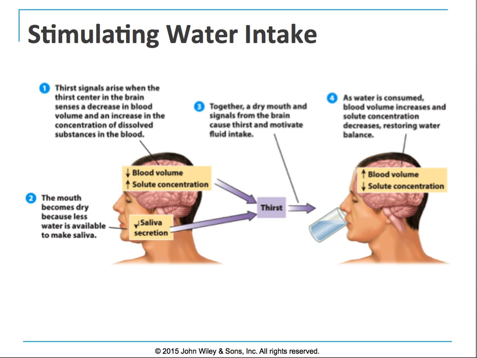As water is consumed, blood volume increases and solute concentration decreases, restoring water balance. So you'll see what was initially triggered by a decrease in blood volume and an increase in solute concentration. Once you drink water, that's remedied by an increase in blood volume and a decrease in solute concentration.